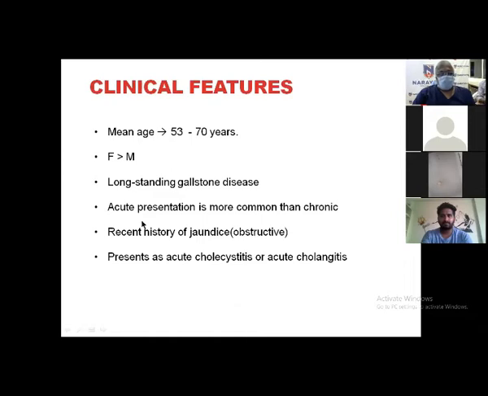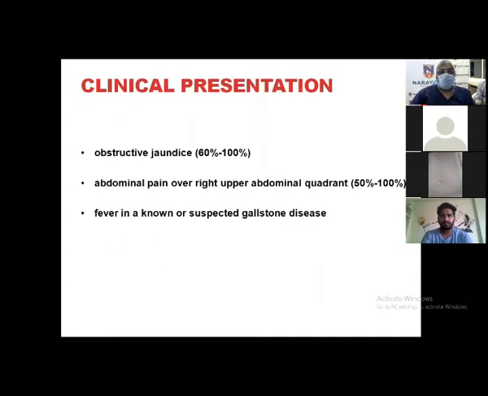Charcot's triad can present as acute cholecystitis or acute cholangitis. Obstructive jaundice 60 to 100%. Abdominal pain over the right upper quadrant 50 to 100%. Fever, if there is a gallstone disease or a suspected gallstone disease, may be due to that.